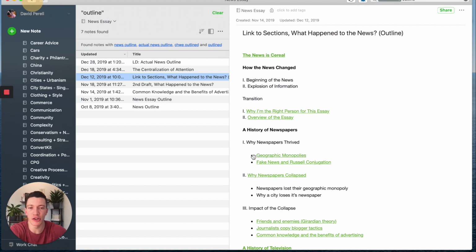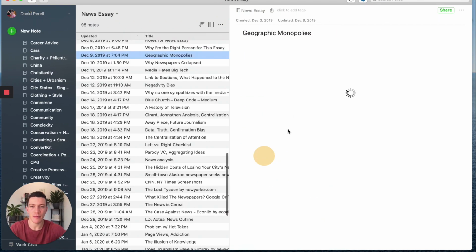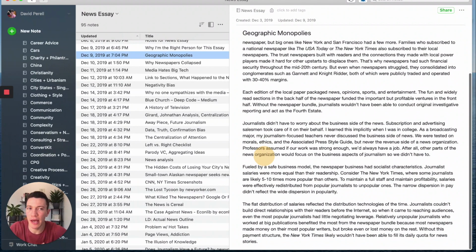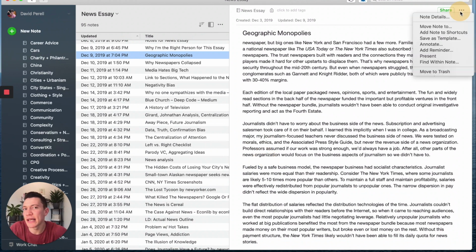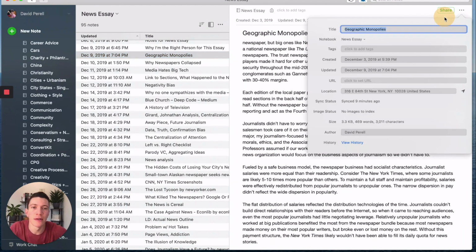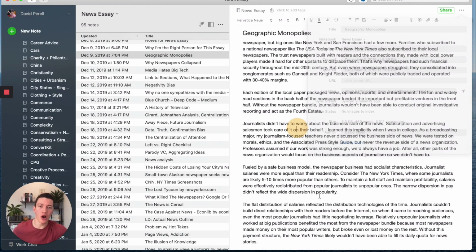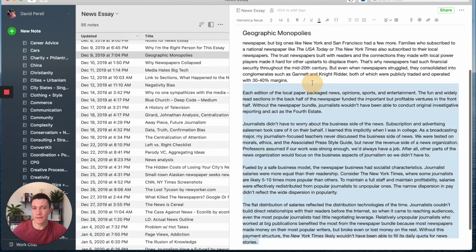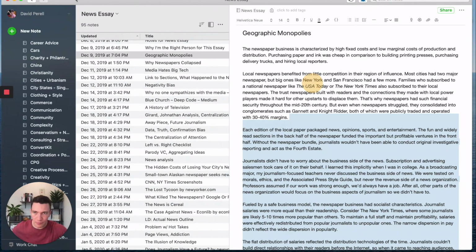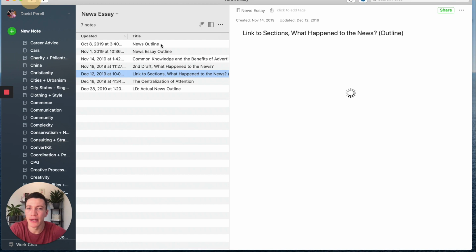So you can see for geographic monopolies, once again, that same sort of thing, and I bet this is 660 words. Let's see, it is 469, even less. So I would just write this, and I would be content with my work for the day, and I would go back.